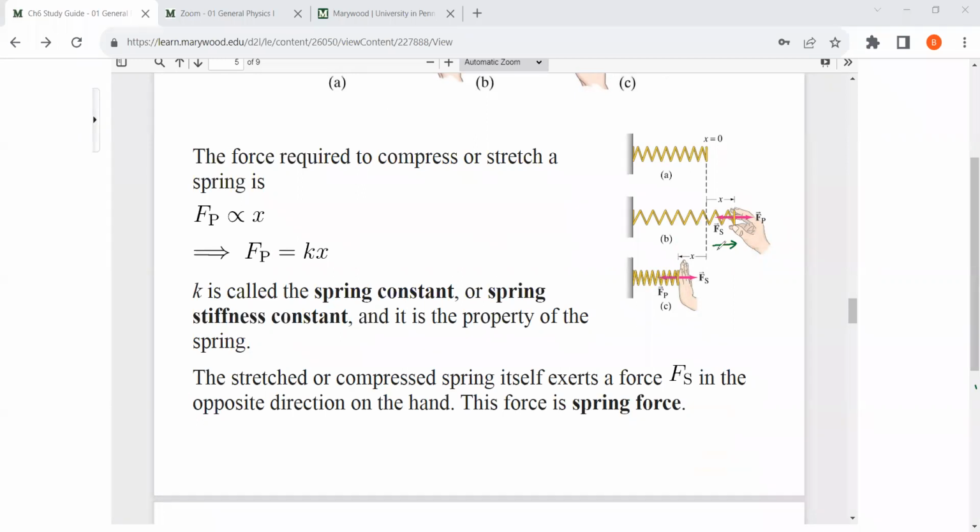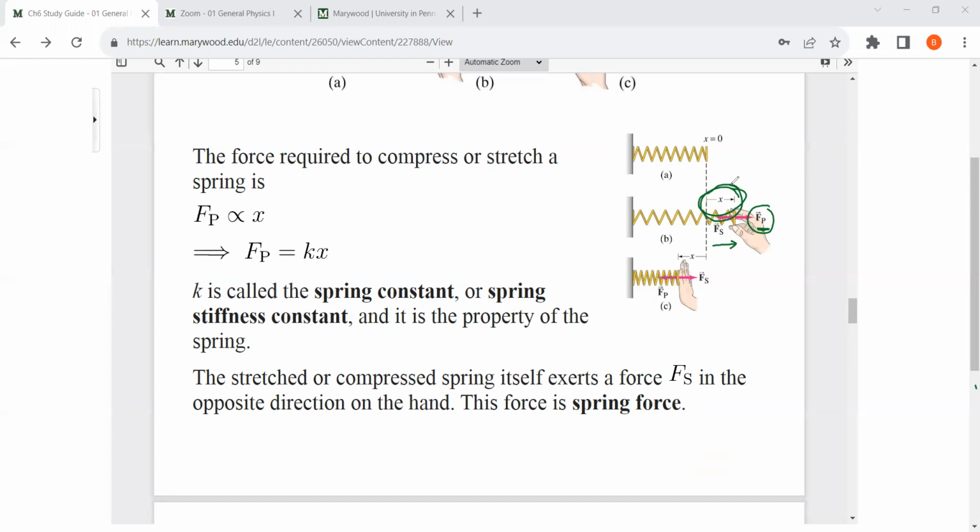Now we are stretching this spring by applying a force. This hand is applying this force, F_P, to pull and stretch this spring. By applying this force, let's say we stretch this spring by an amount X. So F_P is related to this displacement, the stretching amount.